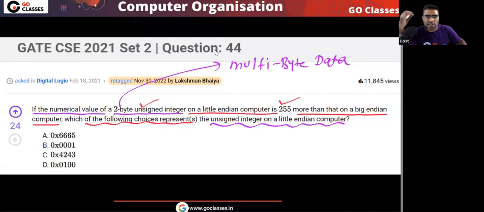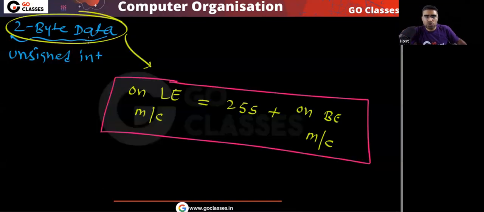Read the question carefully. This is a very simple question. The question is saying the numerical value of a 2-byte unsigned integer. There is a 2-byte unsigned data. Now, the numerical value of this data on a little Endian machine is 255 more than that on a big Endian machine. This is the equation. Is this clear?